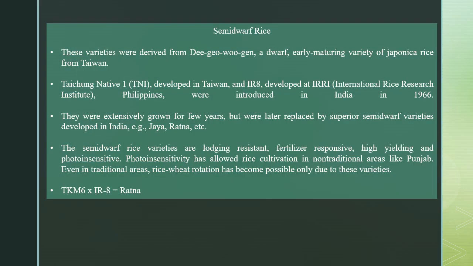Then, if we talk about the semi-dwarf rice varieties, this variety was developed from the DGWG gene, the dwarf and early maturing variety of Japonica rice, which was from Taiwan. Taichung Native 1 was developed in Taiwan using this DGWG variety, and IR8 was developed in IRRI, the International Rice Research Institute, Philippines, which were introduced in India in 1966.